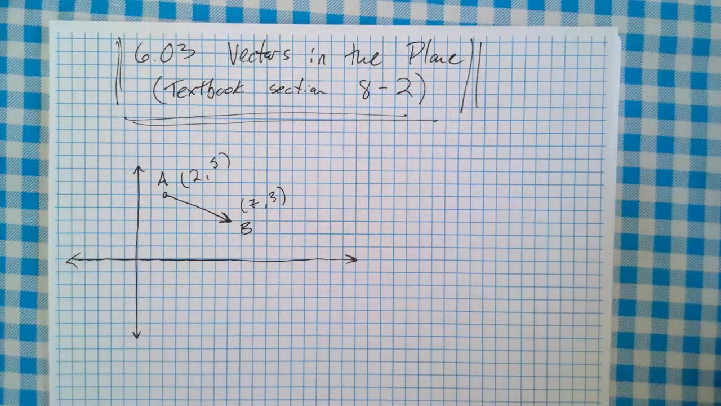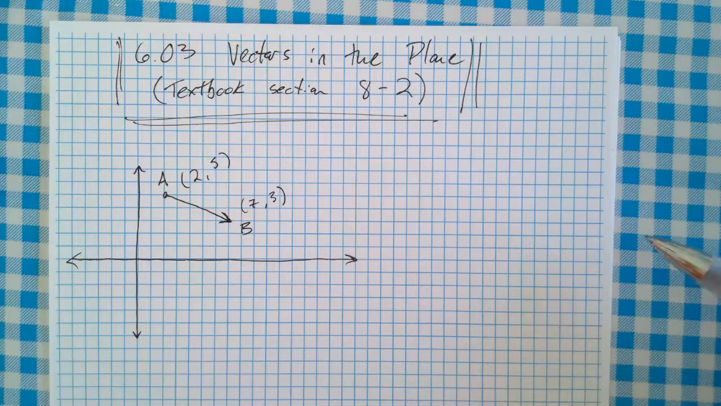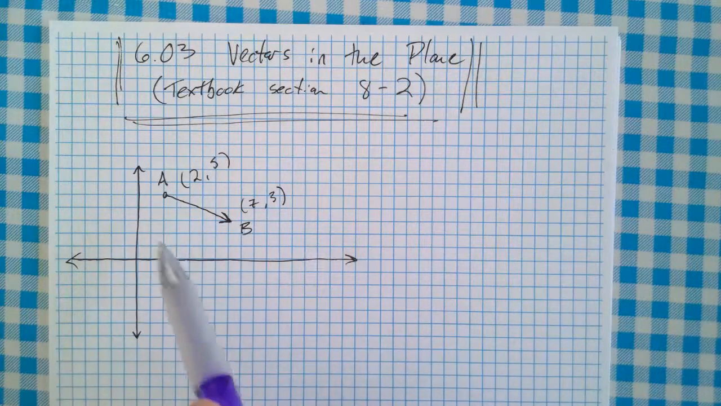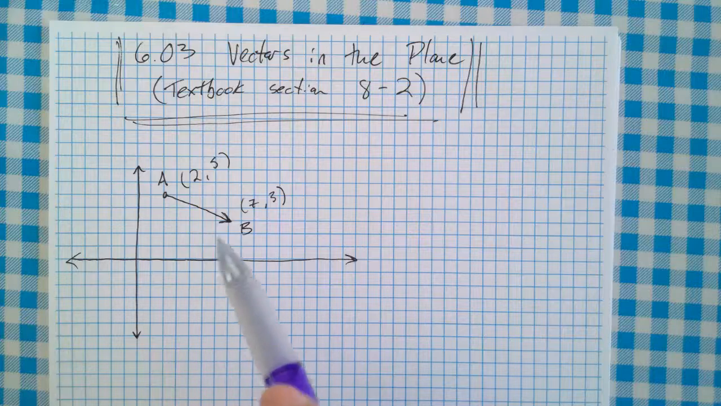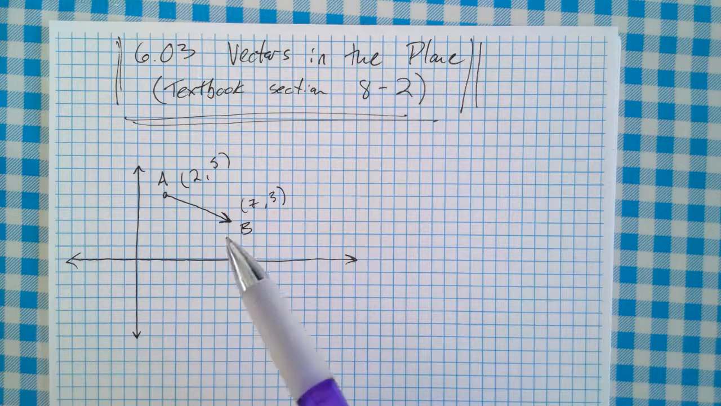6.03 vectors in the plane, from this section of the textbook. We'll just cover a few things and then I'll upload the next example in another video. What is a vector? Well, I have a vector right here. A vector is just a two-dimensional arrow in space on our good old Cartesian plane, our XY plane, that has a direction and a magnitude.